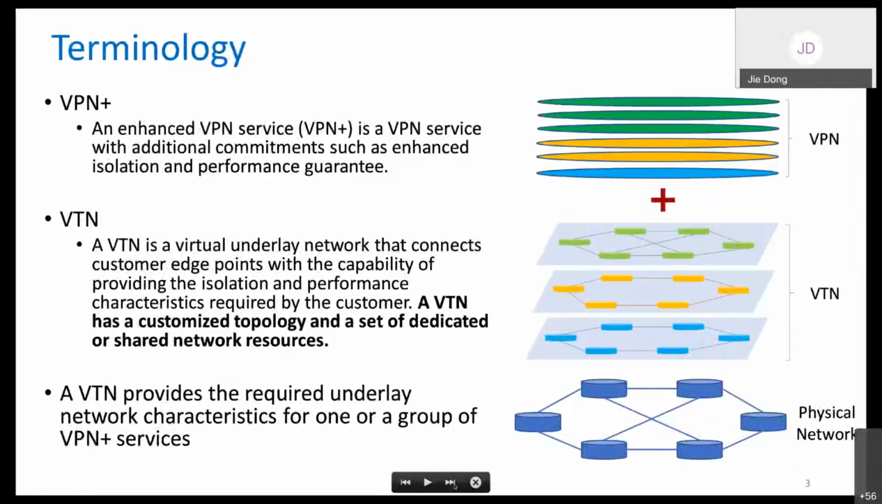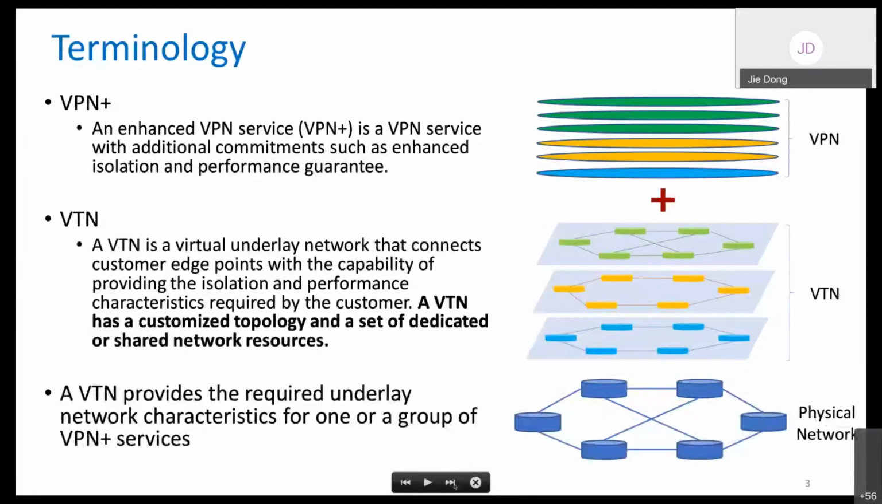Okay, here are some terminologies. First, the VPN Plus. We think the VPN Plus is a kind of enhanced VPN service, with additional commitments such as enhanced isolation or performance guarantee. And another term is called virtual transport network, or VTN. Basically, a VTN is a virtual underlay network that connects the customer sites with the capability of providing the additional commitment like the isolation and performance characteristics, which are required by the service customer. So a VTN is built with a customized topology and a set of either dedicated or shared network resources.